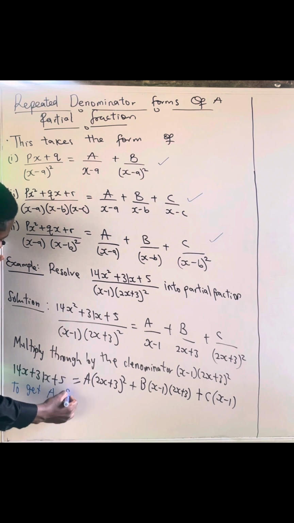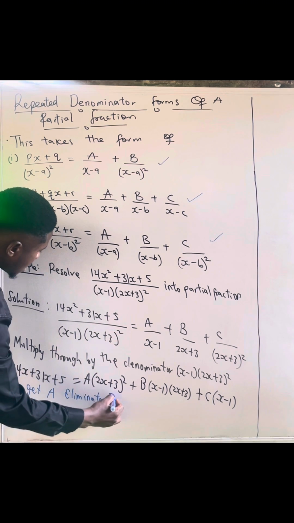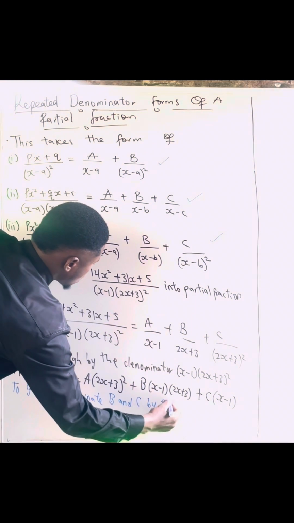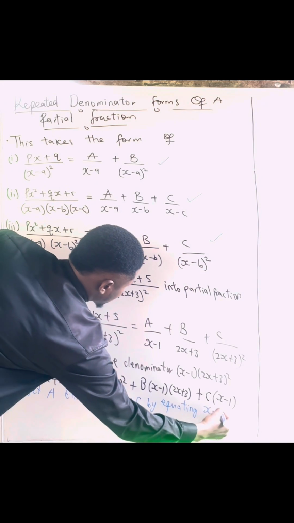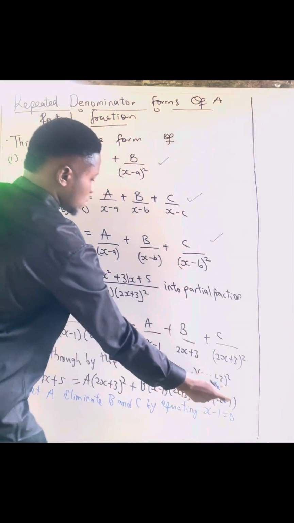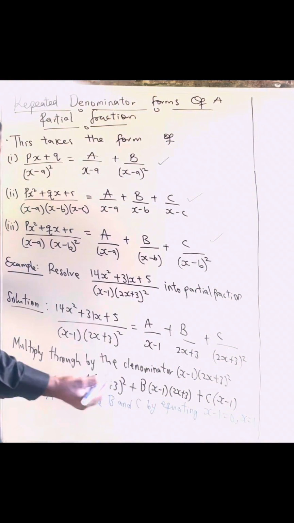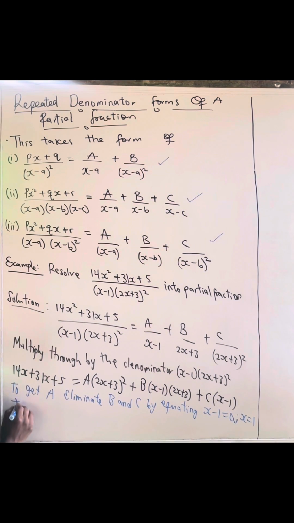Do you get that? So I will just say, to get A, eliminate B and C by equating x minus 1 equals 0. Hence, by equating x minus 1 equals 0, my x will equal 1. So therefore, guys, I will then substitute.